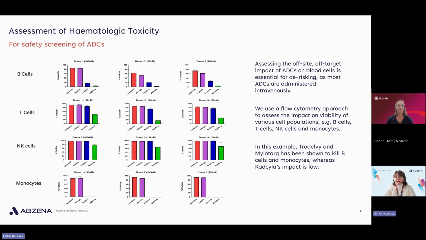I hope I've demonstrated how we can use all these early de-risking NAM approaches in terms of immunogenicity and immunological toxicity. Now I will hand over to my colleague, Sanne, who will discuss some other approaches that we can use to assess toxicity in tissues other than the blood and PBMCs using NAMs.